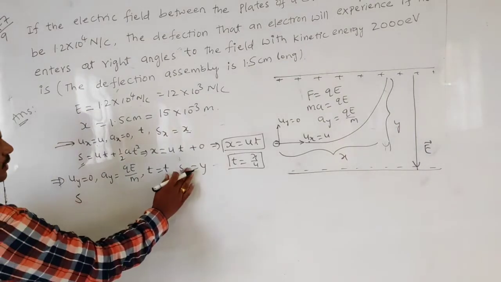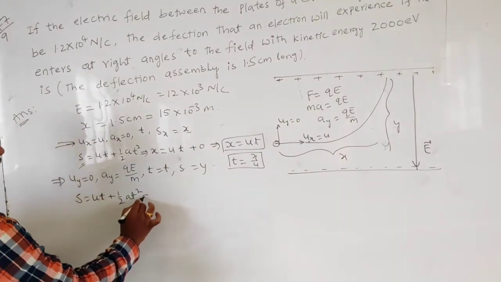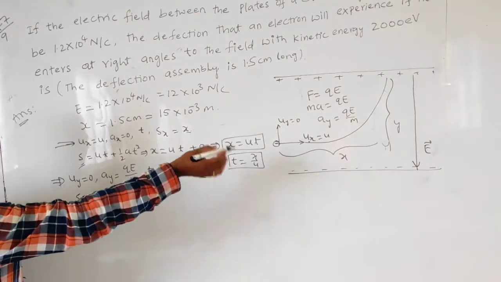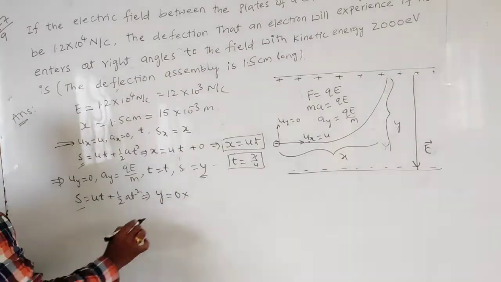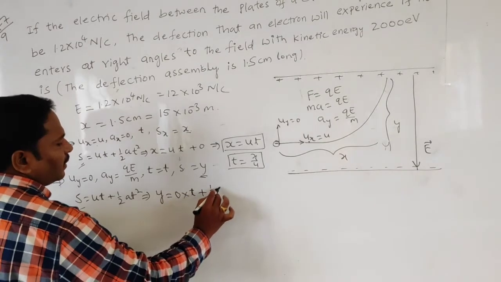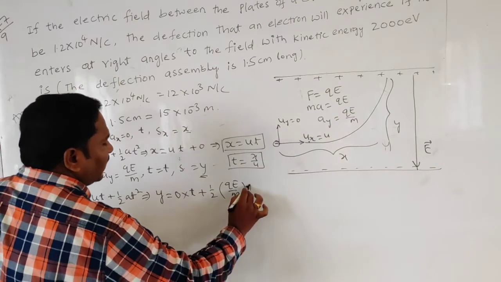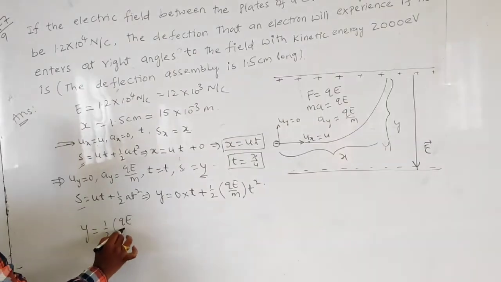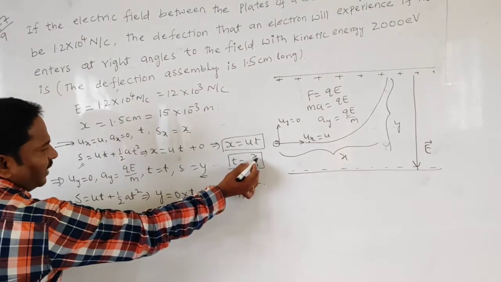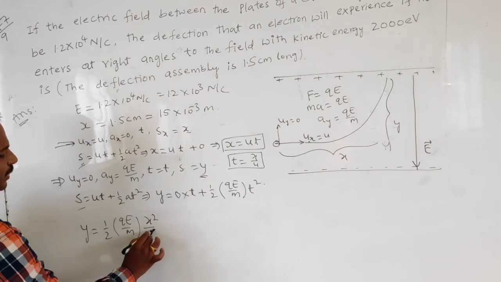The distance traveled along the y direction is sy equal to y. So using s equal to ut plus half at square, s means the distance traveled along the y direction, y equal to the initial velocity along the y direction, which is 0, times t, plus half a into t square. Here a means qE by m. So now y equal to half qE by m into t square, and replacing t with x by u, we get x square by u square.